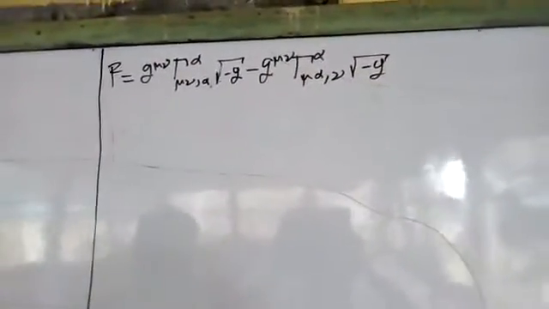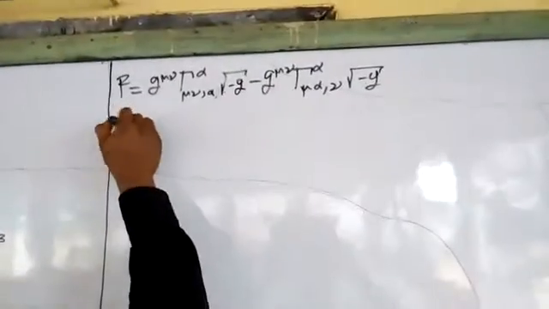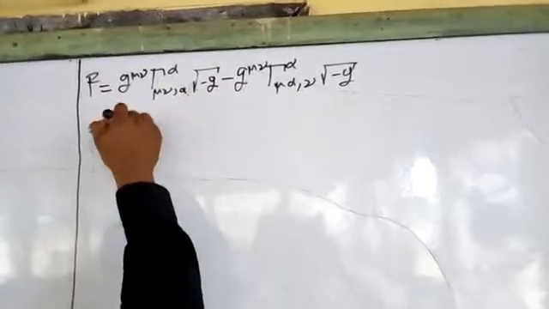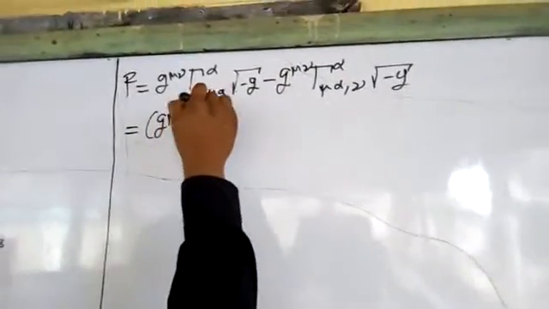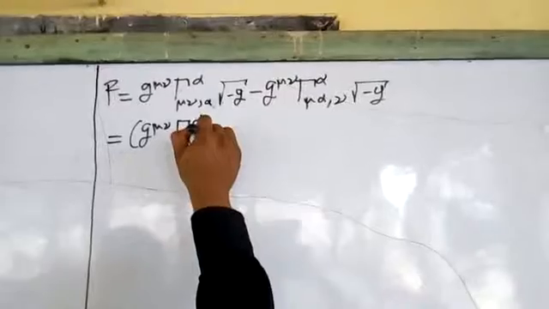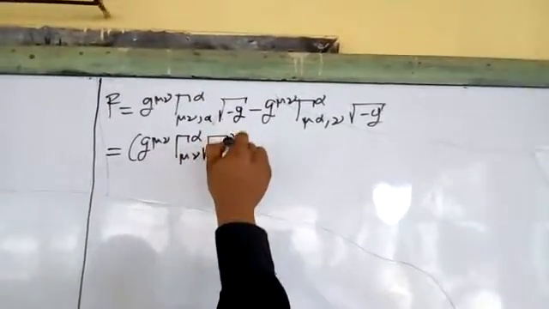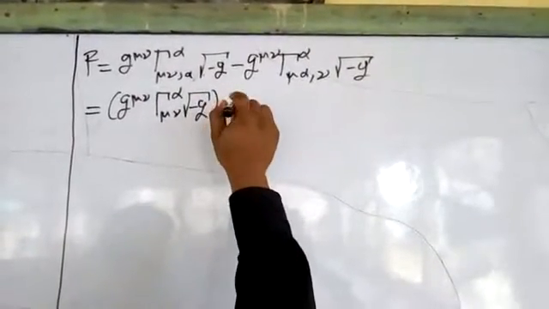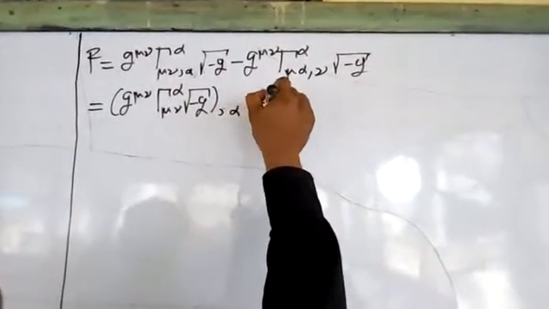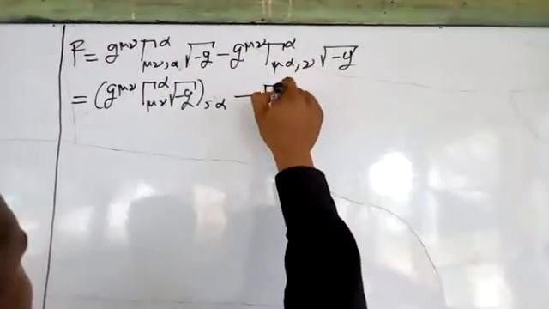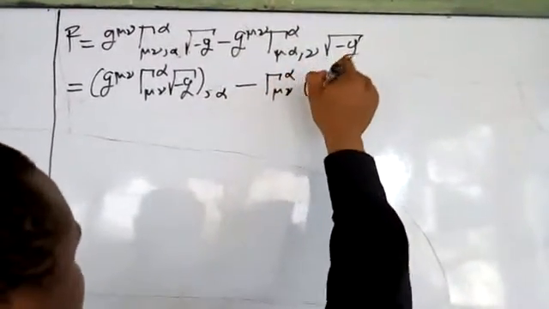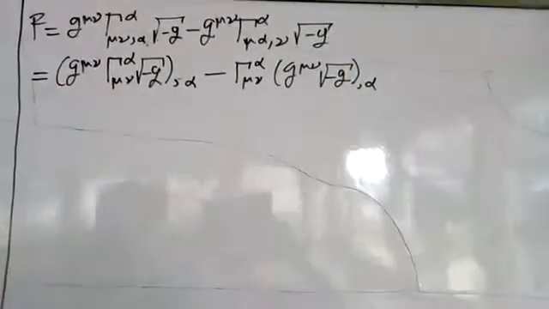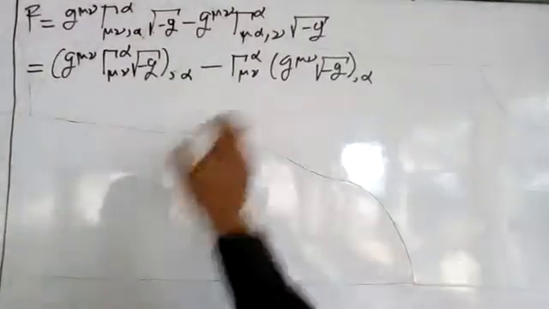Okay, so one thing I can realize is I can write this as the whole of g^{μν} Γ^α_{μν} times the square root of minus g, comma alpha, minus just Γ^α_{μν} times g^{μν} square root of minus g, comma alpha. Yeah, I believe these two terms are the same as this.